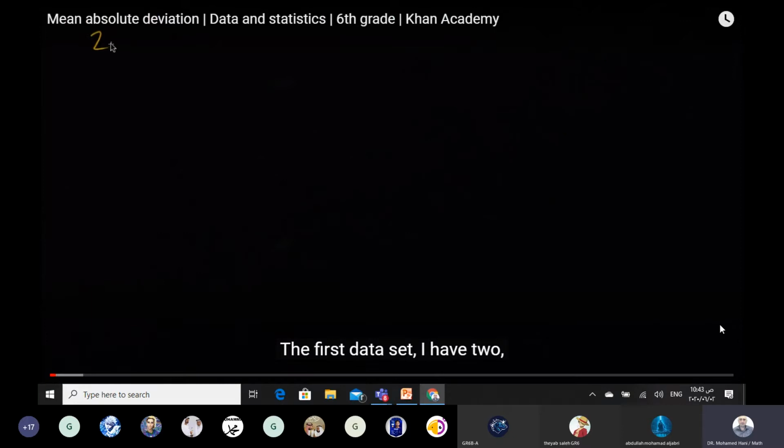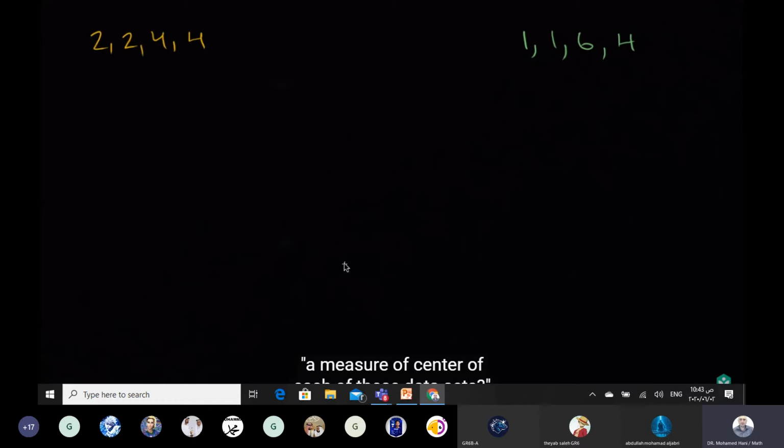This set, I have two, another two, a four, and a four. And then in the other data set, I have a one. I'm going to do this on the right side of the screen. Revision. Now, the first thing I want to think about is, well, is there a number that can give me a measure of center of each of these data sets? And one of the ways that we know how to do that is by finding the mean. So let's figure out the mean of each of these data sets.